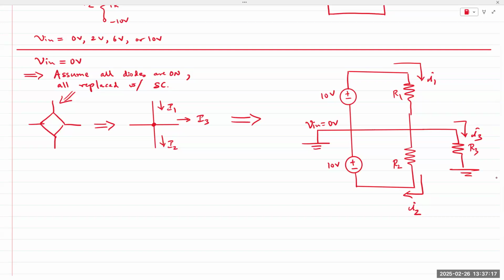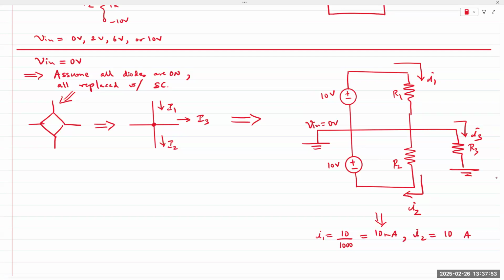R1 is in parallel with the top power supply, so 10 volts is applied directly to R1, right? And then in the bottom loop, 10 volts is applied directly to R2. And so I1, I can write, I1 is 10 divided by 1000. That gives me 10 milliamps. I2 is also 10 milliamps.